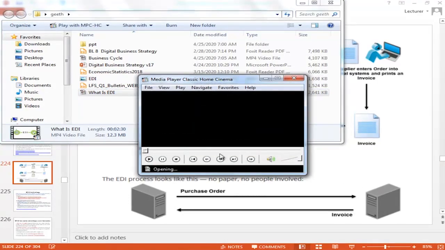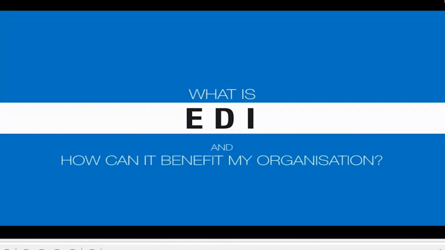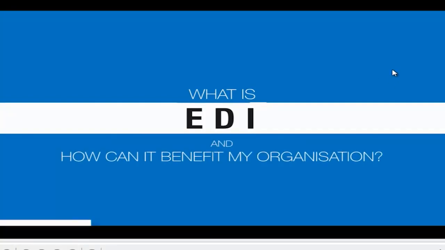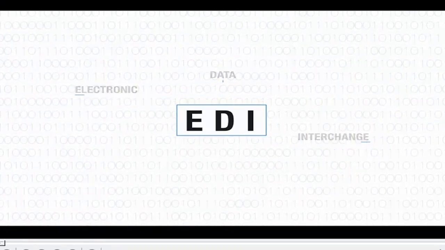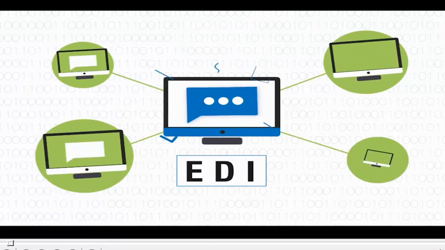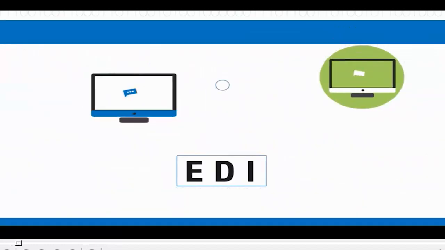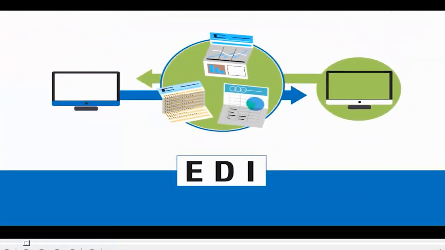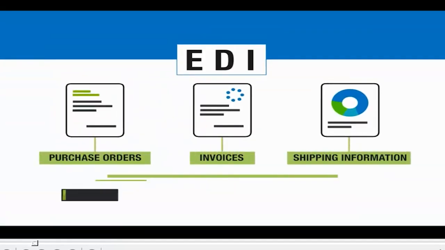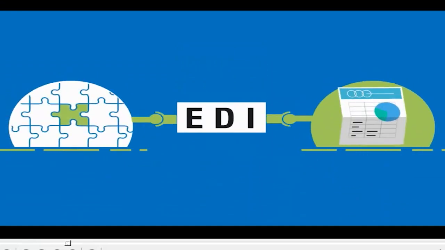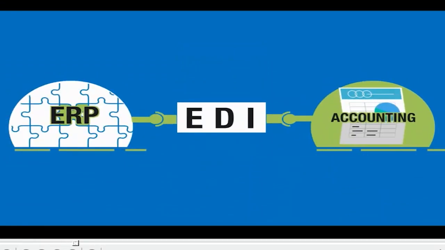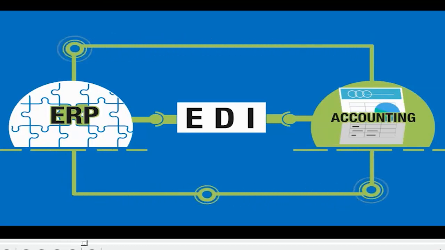The small video: What is EDI and how can it benefit my organization? In simple terms, EDI, or Electronic Data Interchange, allows your company's computer systems to talk to your trading partners' systems and exchange business information electronically. EDI is routinely used by organizations for electronically exchanging business documents, such as purchase orders, invoices, and shipping information, and can be seamlessly integrated with leading ERP and accounting systems, enabling the process to be automated.